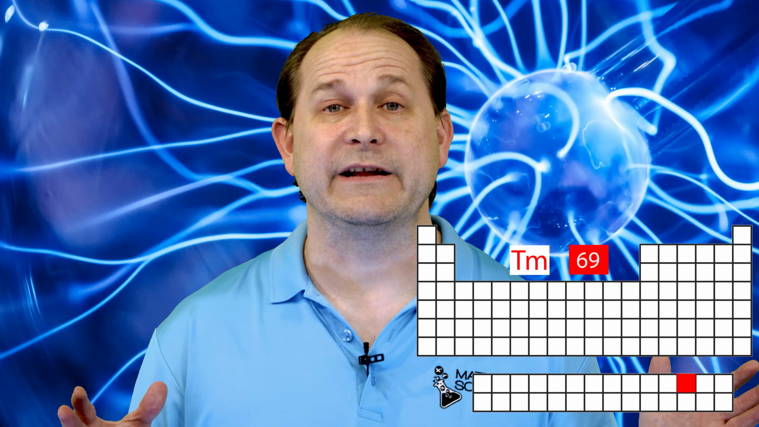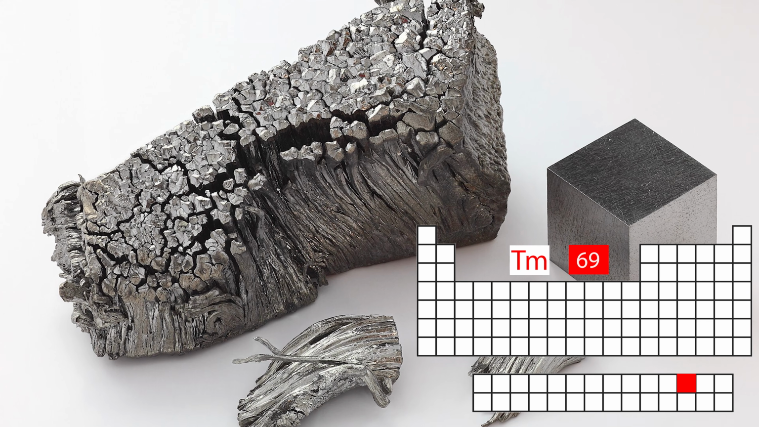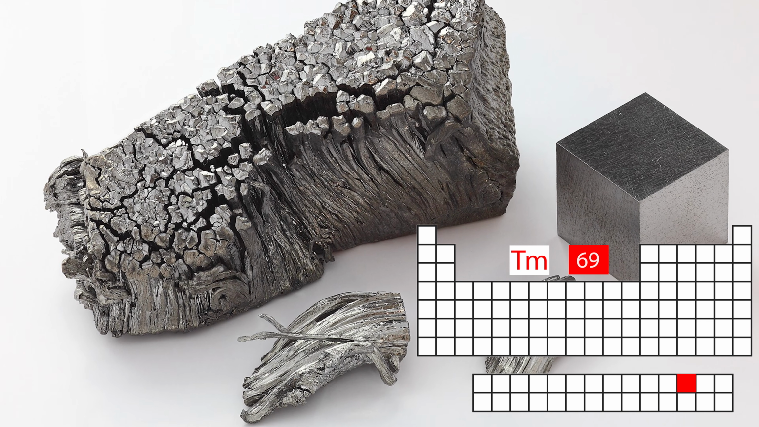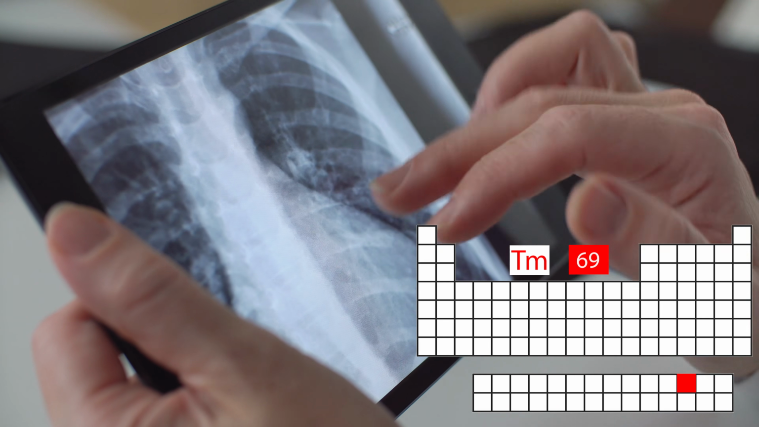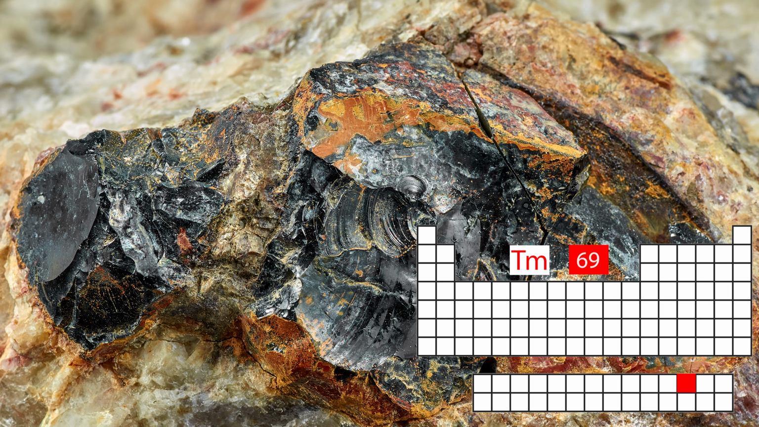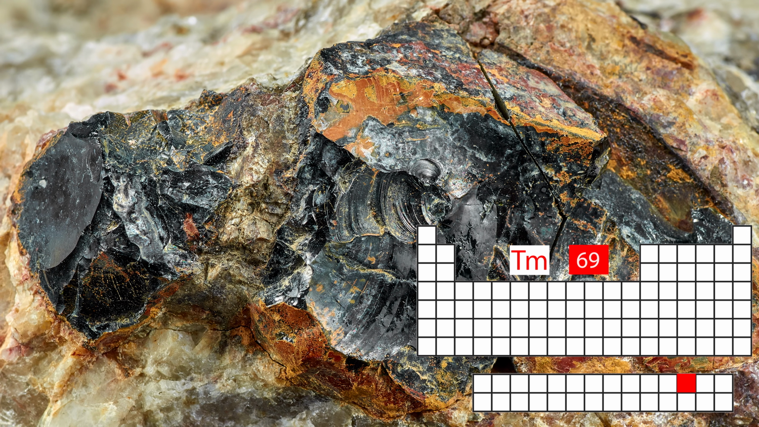Element 69, it's thulium. It's the rarest naturally occurring lanthanide. Fun fact, it's used in portable X-ray devices, and it gets its name from Thule, the ancient name for Scandinavia.